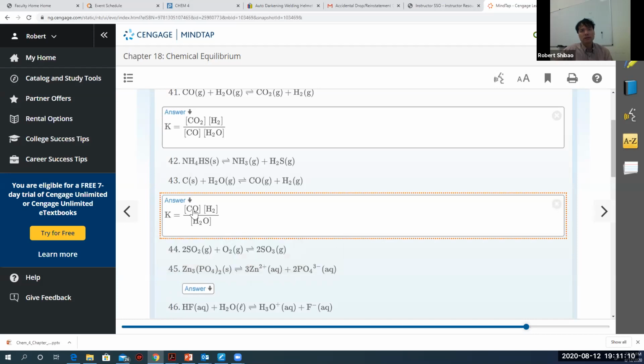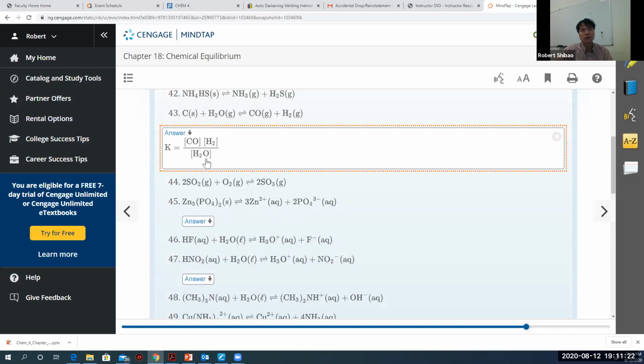So in this particular case, we have the concentration of CO, concentration of H2, divided by 1, which they don't show, and divided by the concentration of H2O, which is here. And so this is, again, the product to reactant ratio that we're after.